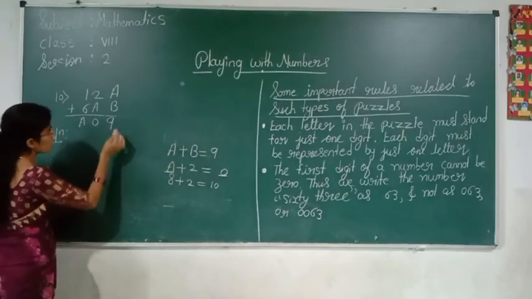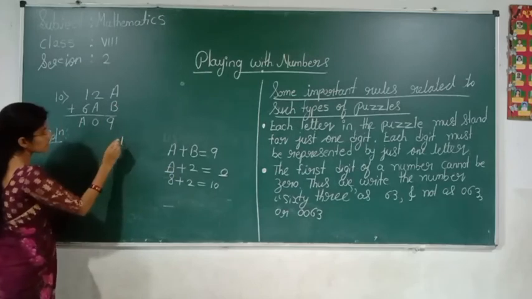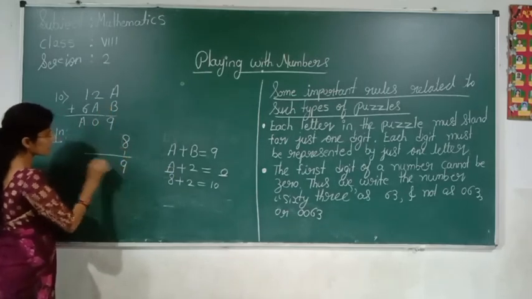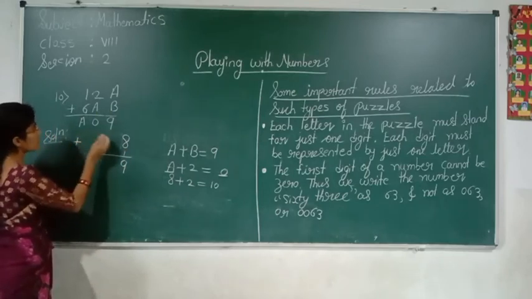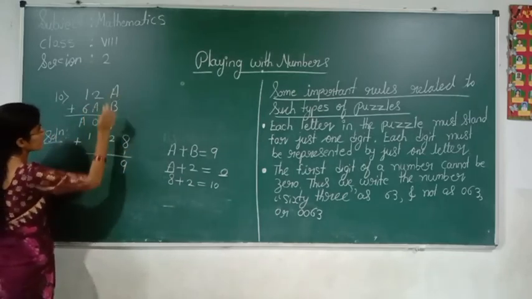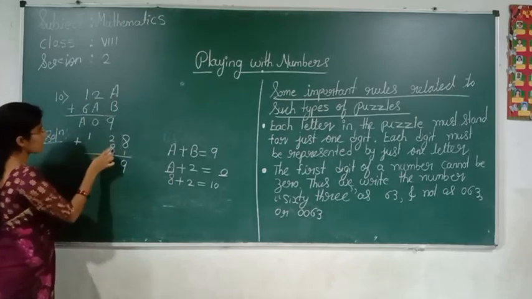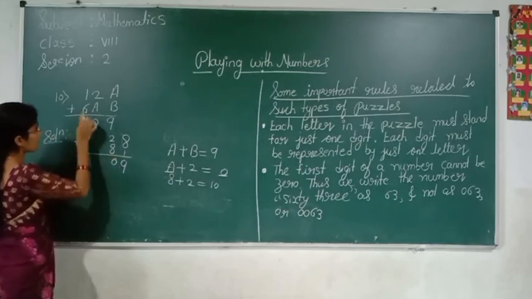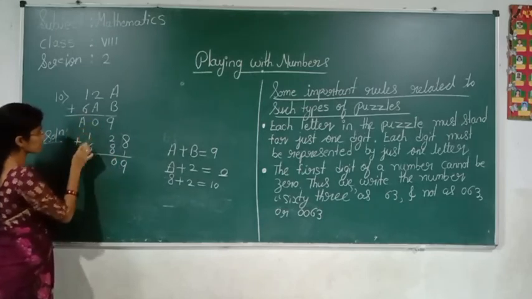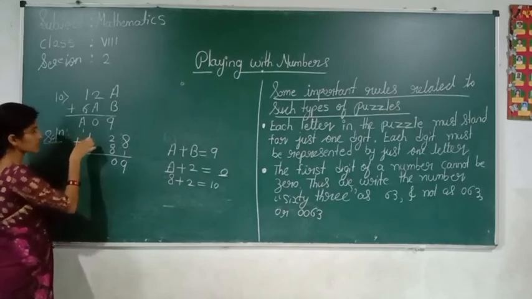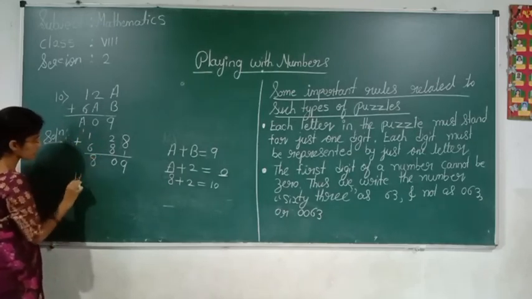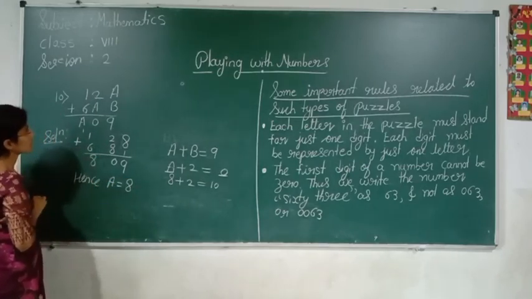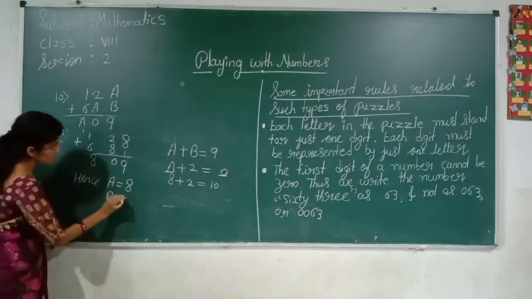Then definitely here the carry is 1. Now see here, A value is 8. 8 plus 1 is going to be 9. Again here 2. A value you took 8. 8 plus 2 is 10. Right, here 0 came. A is 6, 6 plus 1 is 7. 7 plus 1 is 8. Hence what can we write? Hence A is equal to 8 and B is nothing but 1.